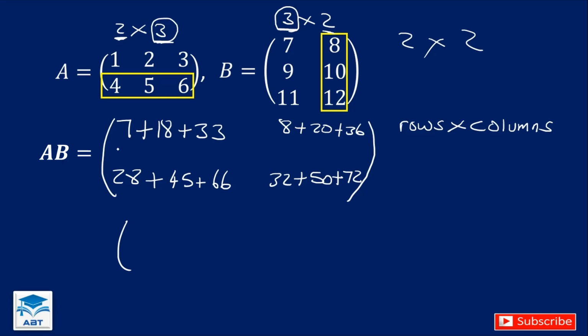So now 7 plus 18 plus 33 is 58, and 8 plus 20 plus 36 is 64, and 28 plus 45 plus 66 is 139, and 32 plus 50 plus 72 is 154. As you can see, the order or the dimension of the answer is 2 by 2. That is 2 rows by 2 columns.